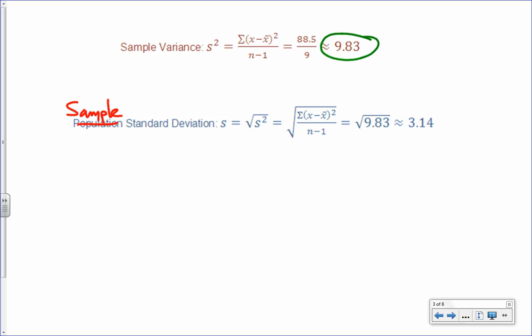So on average, they're saying the data deviates from the mean by 3.14. But that's kind of taken into consideration both directions, to the left and to the right of the mean. Everybody got that? Good? Yeah? No? Okay.